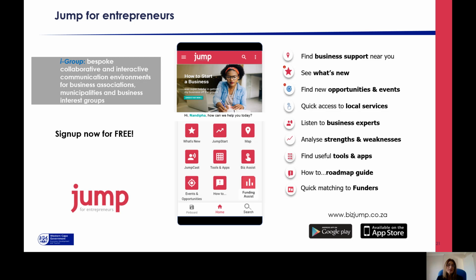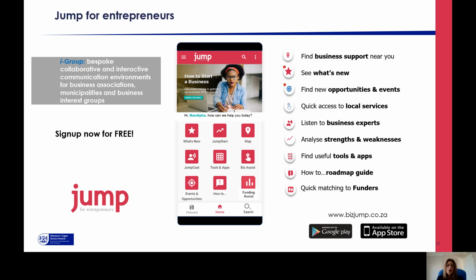A directory and BizAssist, here's your directory of support organizations, and the Jump map is also an opportunity for you to market your business and also find other support organizations and events and opportunities that are in your area. It's geo located, and events and opportunities are down here, bottom left, any events and opportunities that you can become involved with that will obviously impact your business or your business knowledge and skills. You can find that here.